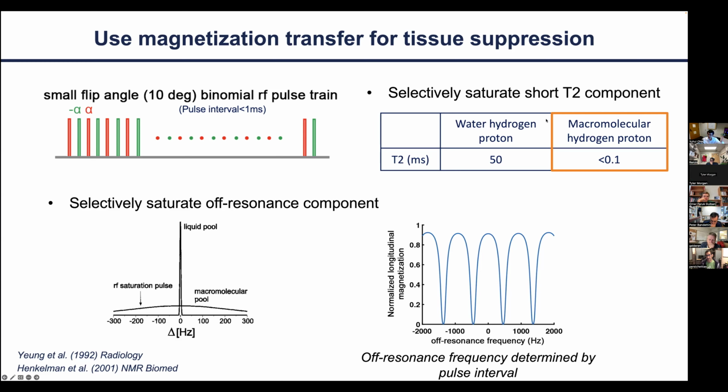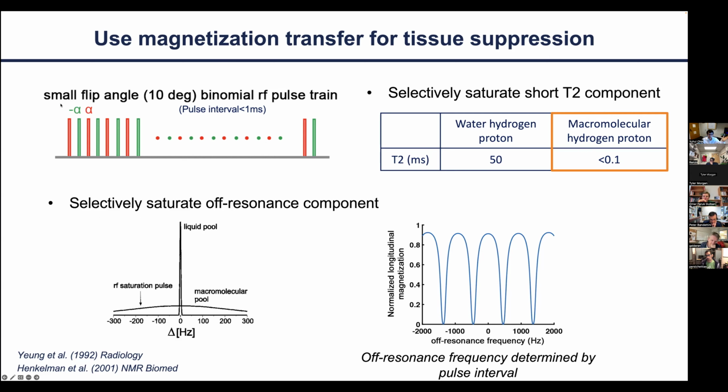And because of the MT, magnetization transfer effect, this saturated signal will transfer into water. So basically tissue signal, because it has most of the large molecules, will be selectively saturated, suppressed by this MT binomial pulse.